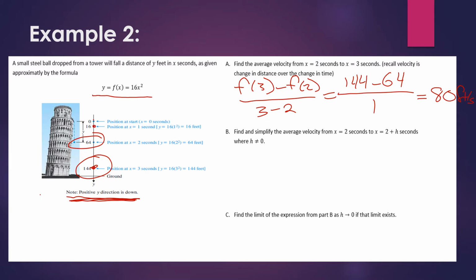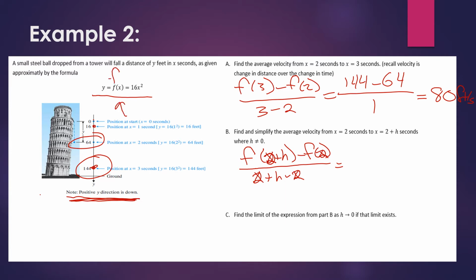Part B says find and simplify the average velocity from x equals 2 seconds to x equals 2 plus h seconds, where h does not equal 0. Okay. So they want us to find f of x plus h minus f of x, divided by x plus h minus x. So the x in our case is 2, so it's f of 2 plus h minus f of 2. So f of 2 plus h, we're going to have to plug in up here.